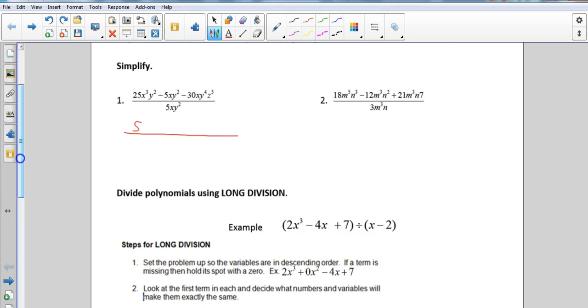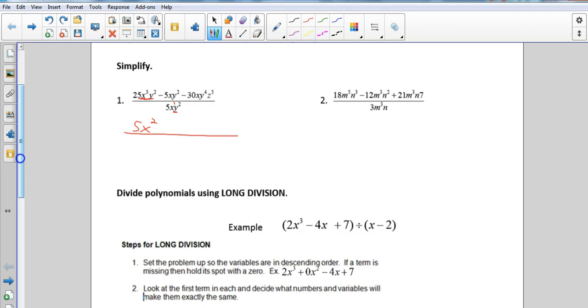Now we're going to use our rules of exponents and say, right here, I have x cubed. Here I have x to the first. Where do I have more x's? On top. How many more? 2 more. The y squared here and here cancel. Y squared divided by y squared is 1.